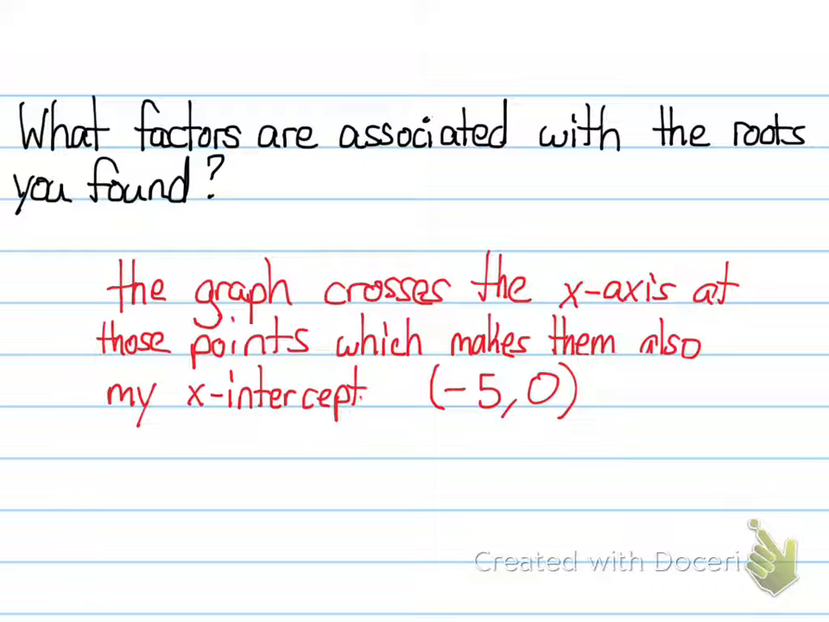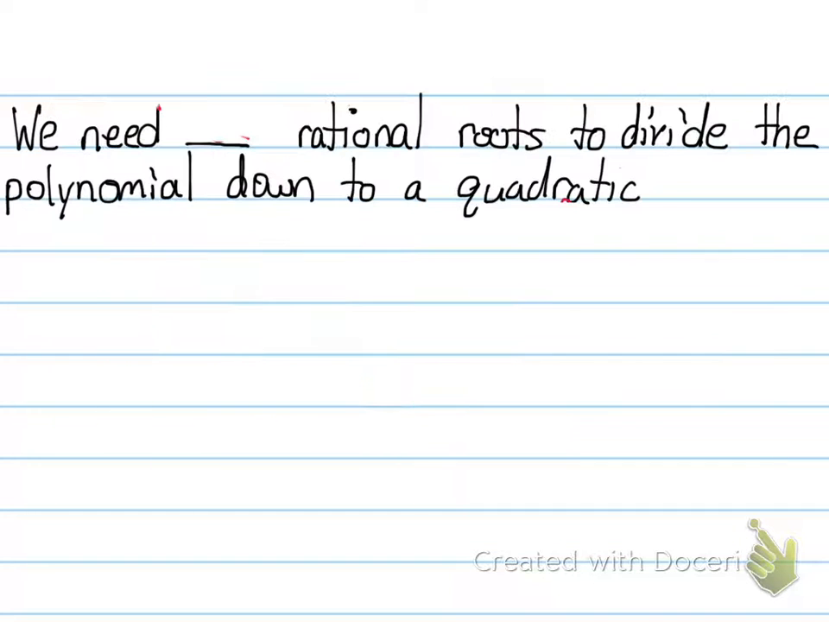What factors are associated with the roots you found? Well, I only found one of them, and like we said in the previous video, the graph crosses the x-axis at those points, well, in this case, just one point, which is also called your x-intercept of (-5, 0). We need blank rational roots to divide the polynomial down to a quadratic.